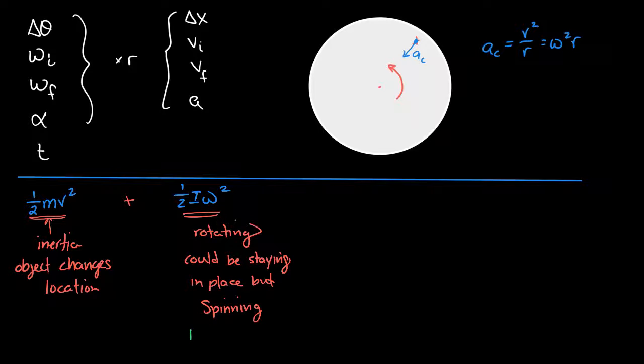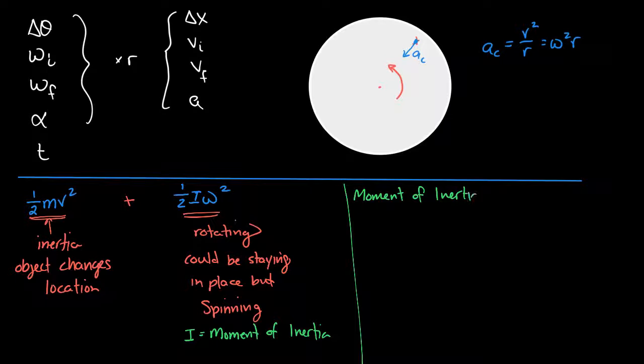With the last little piece here, that I is the moment of inertia. We talked about moments of inertia too. So let's take a few seconds to talk about moment of inertia. The moment of inertia would be better phrased as rotational inertia. This is how difficult it is to twist or turn an object.